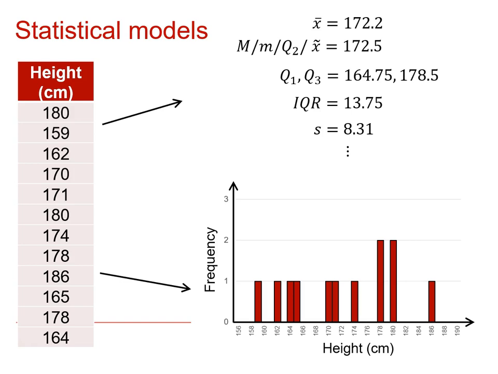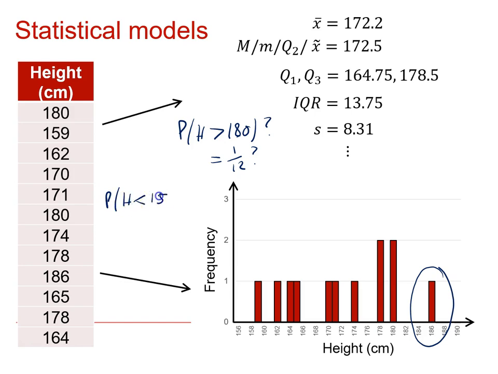So if we wanted to predict for a randomly chosen student what is the probability that H is greater than 180, our only estimate here is that we've got 1 of our 12 over that height, so is it equal to 1/12? That assumes the population is distributed exactly as the sample is. What about the probability that H is less than 159? If we use the sample, we would say it's 0.